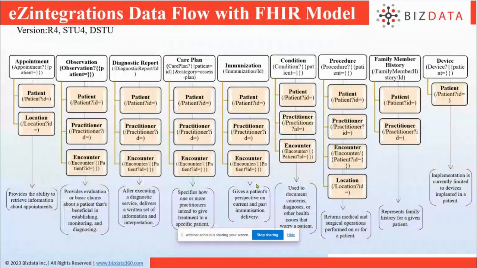This is the other one, which is layer by layer. I can go layer by layer, like appointment, observation, care plan, condition, procedures. All the endpoints that you see are completely based on the FHIR model. So all you have to do is just change the domain name. You have domain names like Oracle Cerner, Epic, Athenahealth, or any other. All you are doing is just changing the domain name, and you're all set to utilize the eZintegration data flow for end-to-end integration.